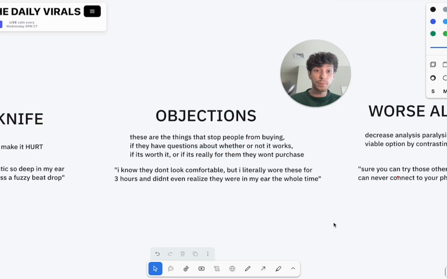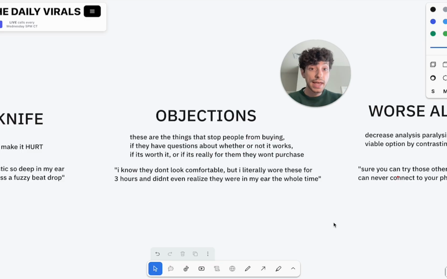A common objection for these AirPod Maxes is I don't know if they look comfortable. Like, are they going to be heavy? I don't really know. So maybe I'm not going to buy it because of that objection. So what we can do is say, I know that they don't look like they're going to be comfortable, but I literally wear these for 3 hours at a time and don't realize they're on my head.